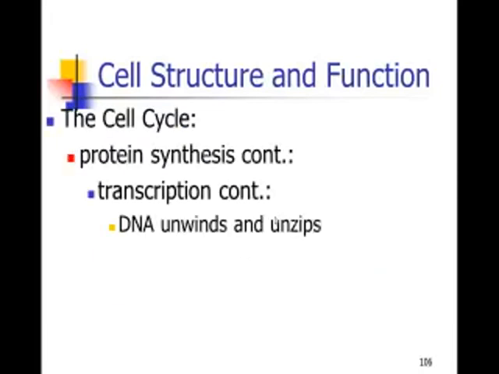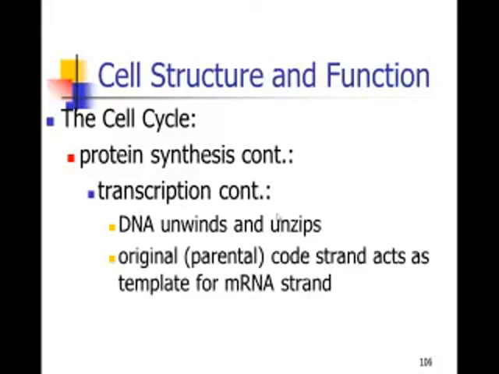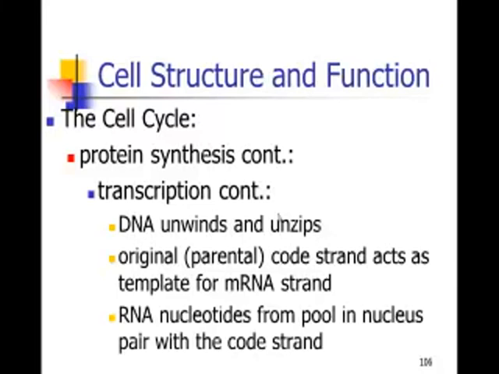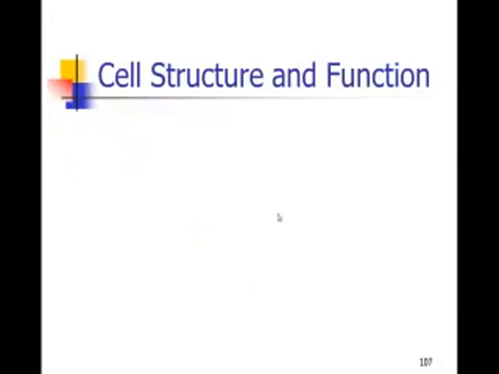Okay, so in order for this transcription to occur, the DNA unwinds much like it does when it replicates itself. And the parental code acts as a template for the formation of the messenger RNA strand. The nucleotides that form the RNA are also in the nucleus, and they are brought together again by another enzyme, RNA polymerase, to make the RNA molecule.